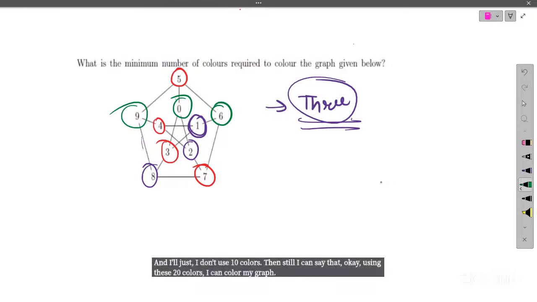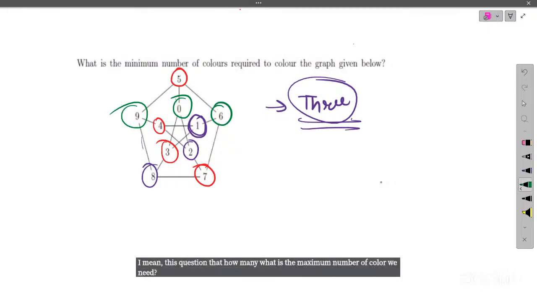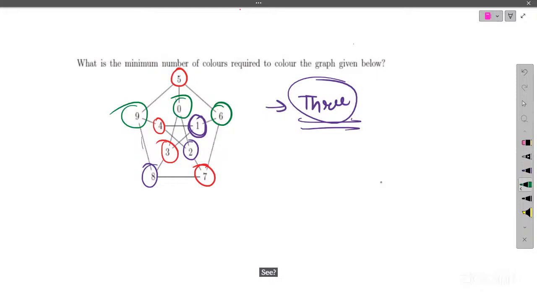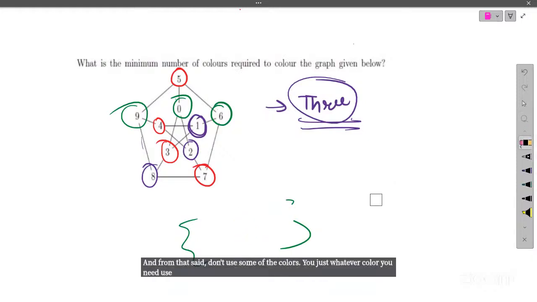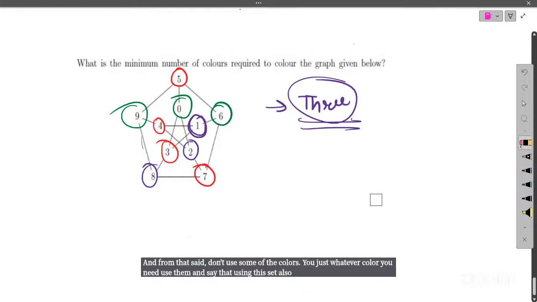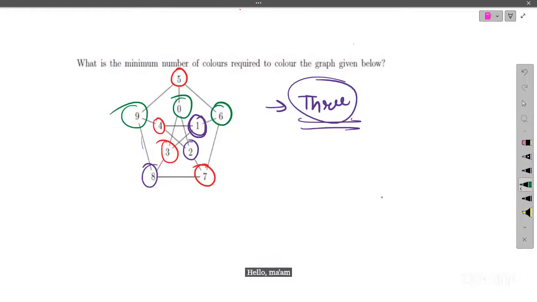I mean this question is asking what is the minimum number of colors we need. Ma'am, how 20? You choose a set and from that set don't use some of the colors. Whatever color you need, use them and say that using this set also we can color. So at max the answer could be infinity. I have taken all the colors present in the world and I'm using a few. So that's why we need the minimum number of colors.